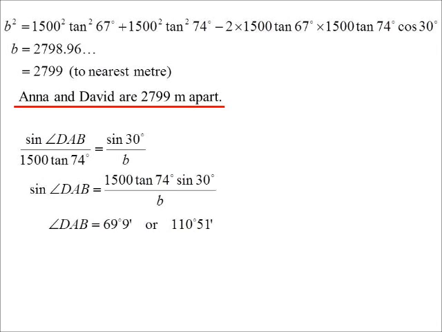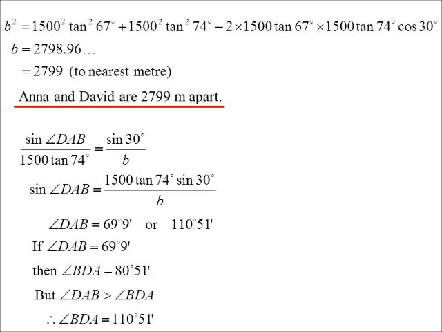So could it be an obtuse angle? I know it's either 69 degrees 9 or 110.51. So if we use 69 degrees 9, angle BDA is 80 degrees 51. Oh no, actually it is the obtuse angle, because looking at the length of the sides, we know angle DAB has to be bigger than angle BDA. So it can't be 69 degrees 9. Therefore it must be the obtuse angle.